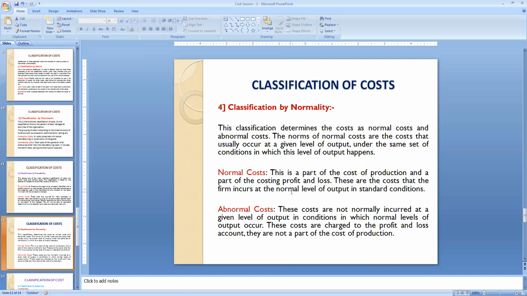Normal cost: as the level of production increases or decreases, the cost has to be incurred, right? That is called normal cost. Abnormal cost means these costs are not normally incurred at the given level of output, right? They cannot be allocated in the case of normal levels, but these costs are charged to the P&L account as a part of cost of production. They are called abnormal cost.